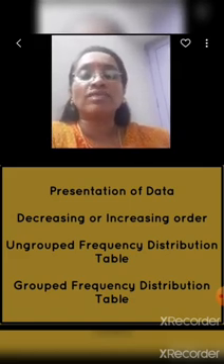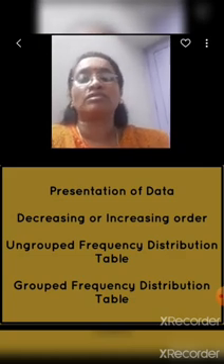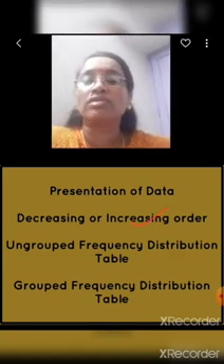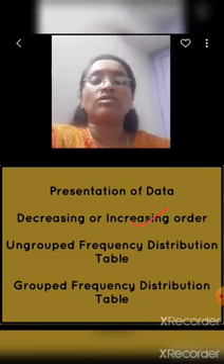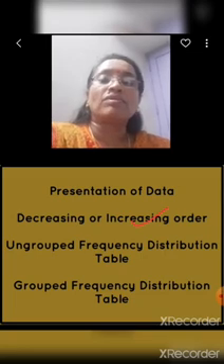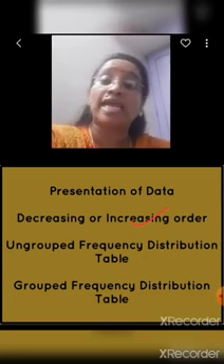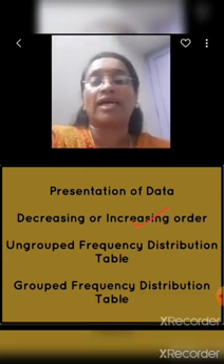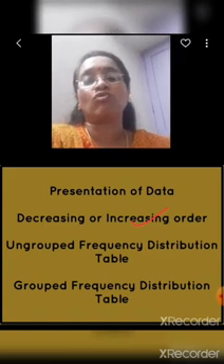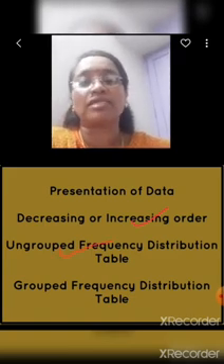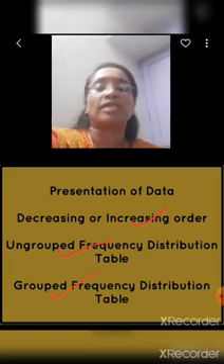So, first step you can present in the decreasing or increasing order. So first step, we can do this increasing or decreasing order. But that is also not enough. Some more other ways are there, that is this tabular representation of data. The tabular representation itself, two types are there. One is ungrouped frequency distribution table and next is grouped frequency distribution table.